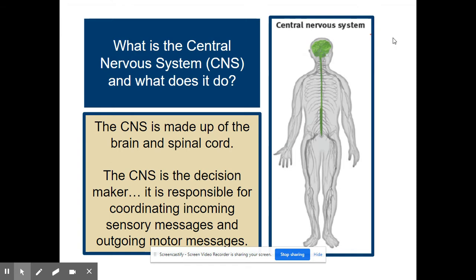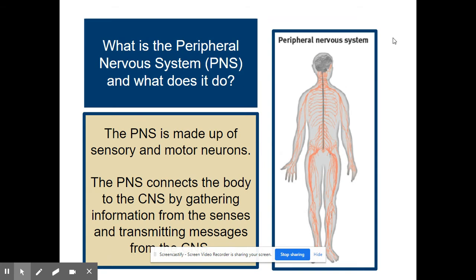The central nervous system is composed of our spinal cord and our brain. This is our decision maker. This is our control center, coordinating incoming sensory information and outgoing motor messages to our body. Our fingers and our toes lie on the outermost area from our center, known as our periphery, and that is our peripheral nervous system. This receives messages and transmits messages to the central nervous system.